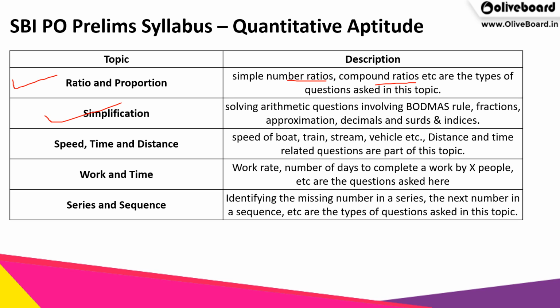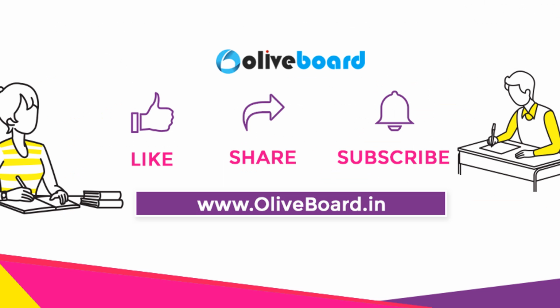From simplification, you'll have to solve the arithmetic questions based on the BODMAS rule. Okay? And approximation, decimals, etc. Speed, time and distance, again, it will be based on the speed of boat or train or stream or vehicle. Work and time is the work rate or the number of days that is required to complete a work by a certain number of people. So these are the types of questions from work and time. And series and sequence. So you have to find the missing number in the series or the next number of a sequence. So these are the types of questions that will be asked to you.